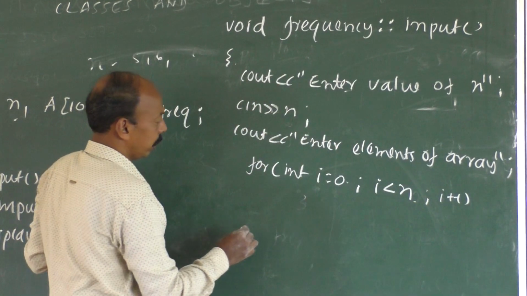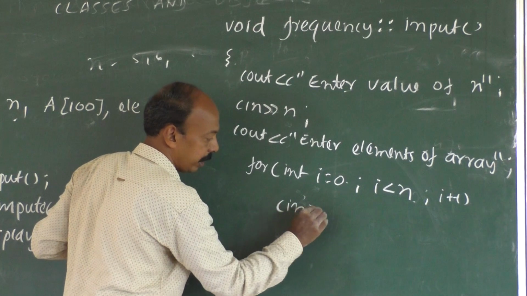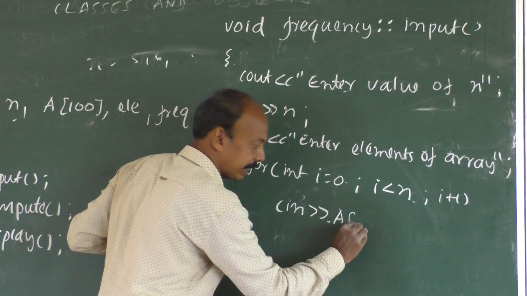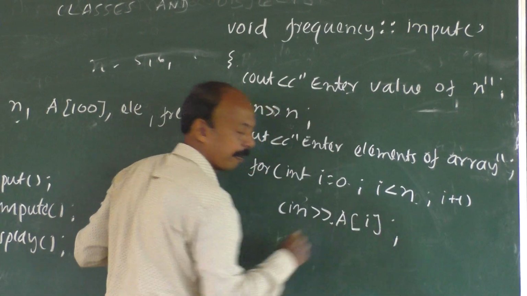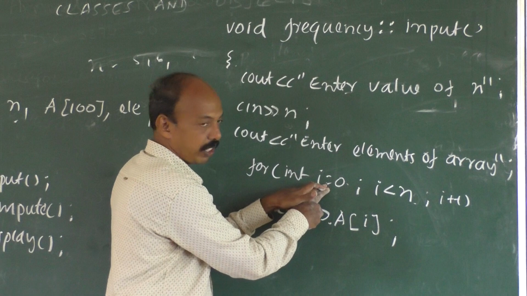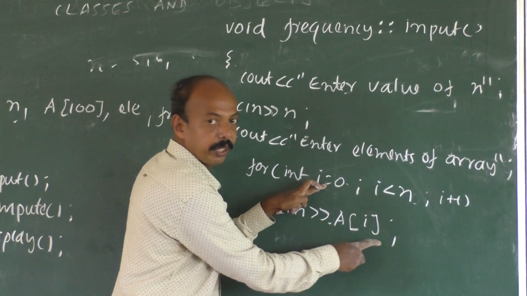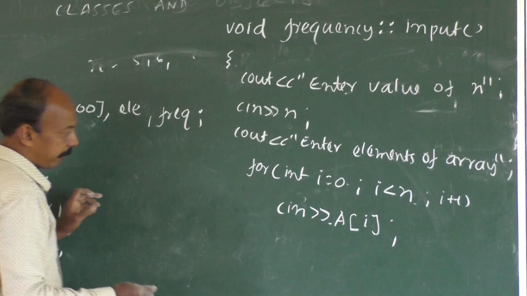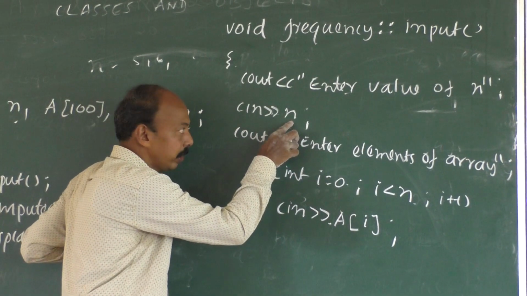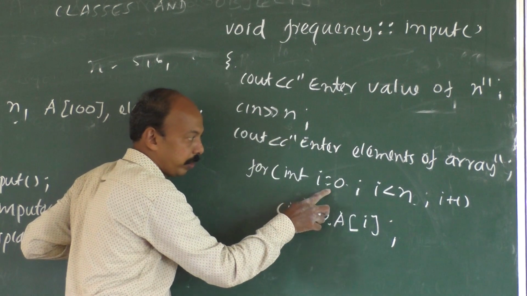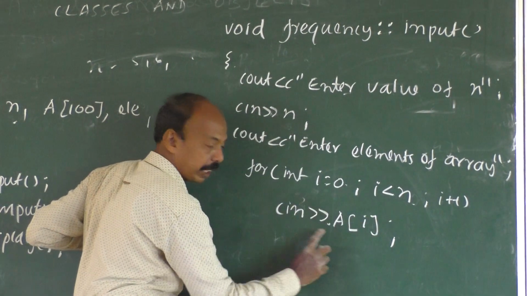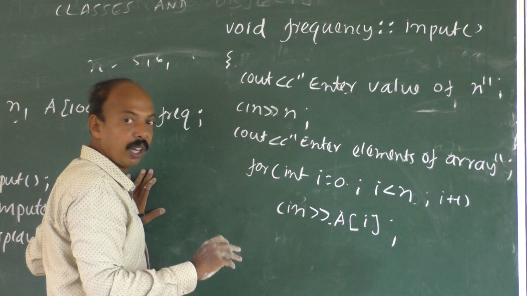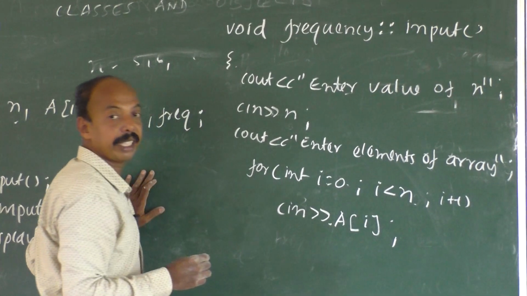What should we do? We have to input cin. What's the array name? Array name is A. What is the subscript? i. Initially it will be A of 0, A of 1, A of 2, A of 3, etc., A of n minus 1. Those values from 0 to one value less, we are going to input. Then, once we have inputted the value of the array, what is the next step? We have to search for an element.